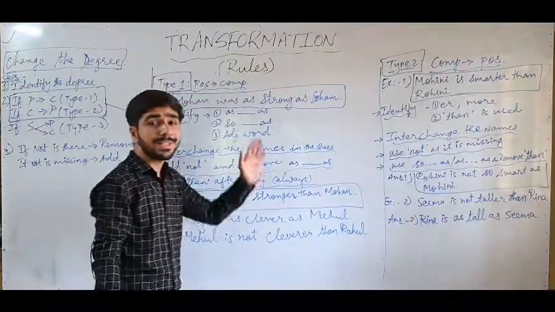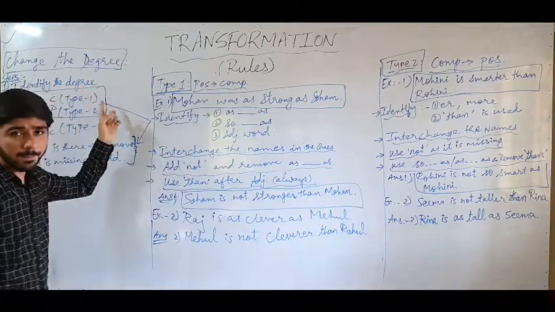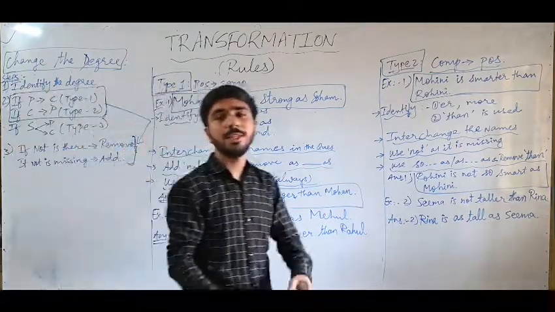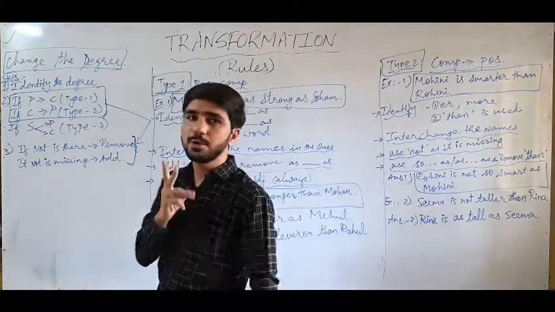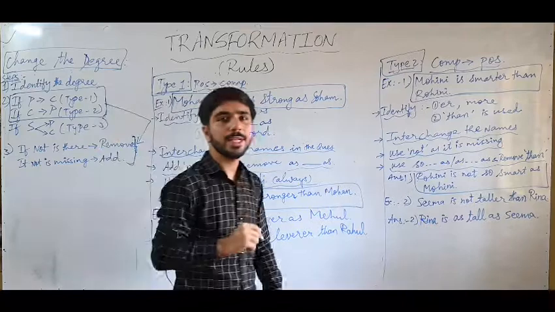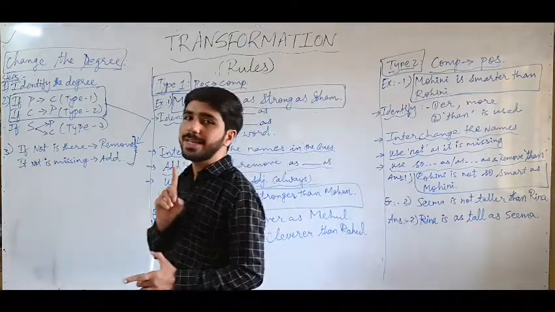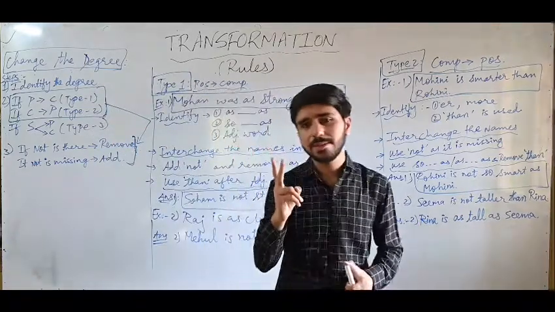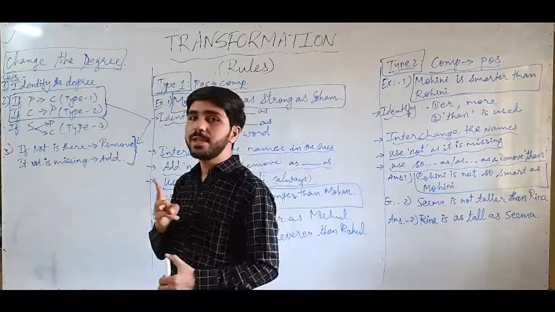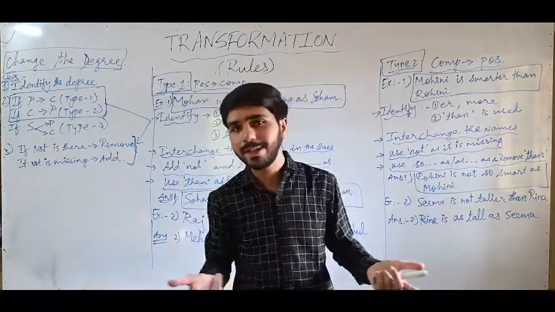As you can see, our today's topic for transformation is change the degree. Now, students, you already know that there are three types of degrees in grammar: positive, comparative, and superlative. Positive degree means there is no comparison, it is only about one person, place, or thing. Comparative degree means it is about two persons, places, or things. And superlative means more than two, it could be any number, 4, 5, 10, any.